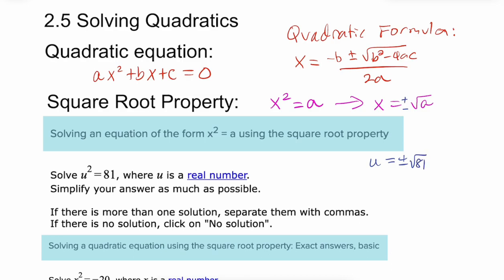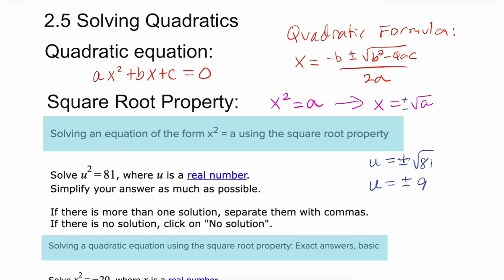That looks really yucky. So when you plus or minus the square root of 81, you just got to remember how to reduce a square root. They want you to reduce it as much as possible. So, if it's a perfect square, great, because 81 is 9 squared. So that would just be plus or minus 9.